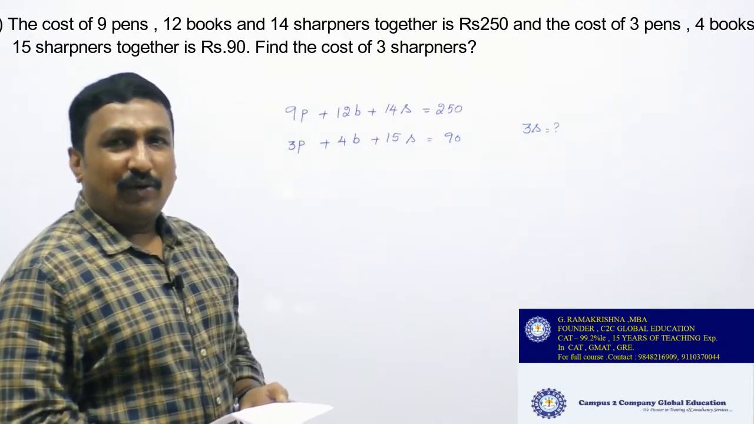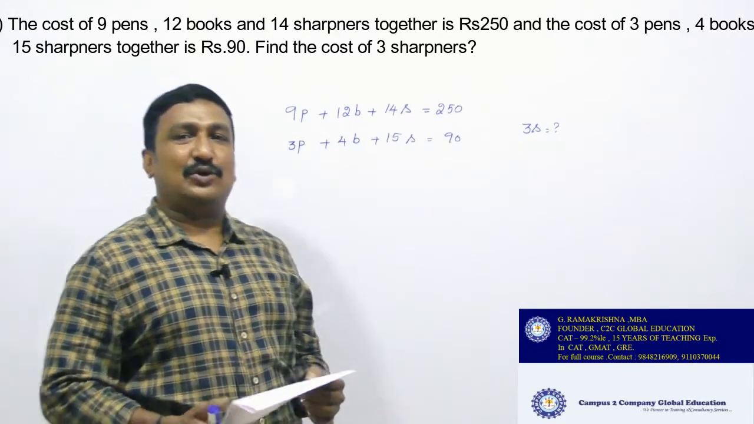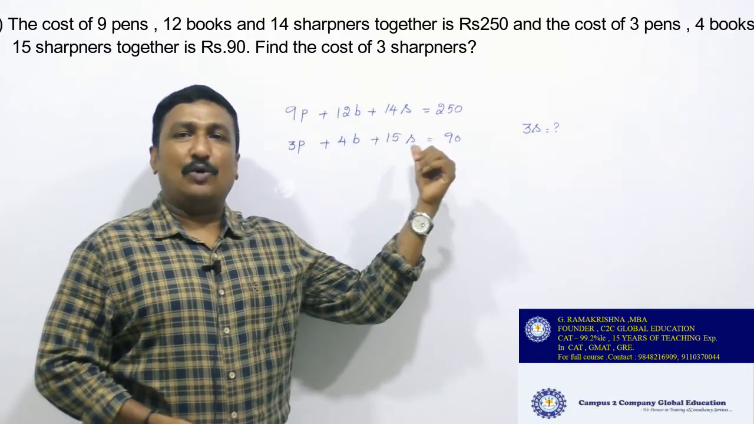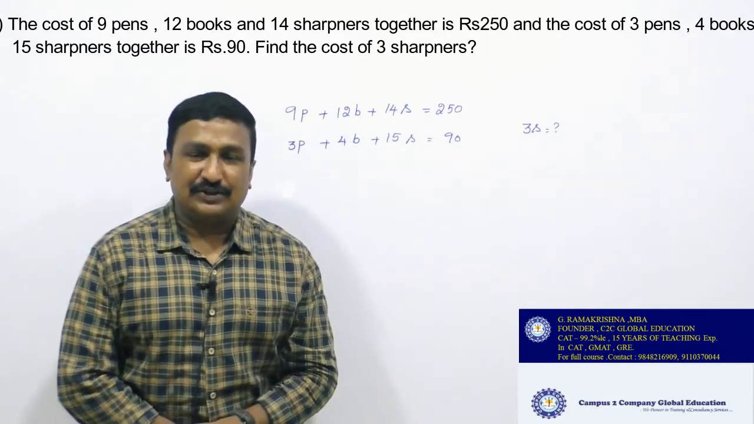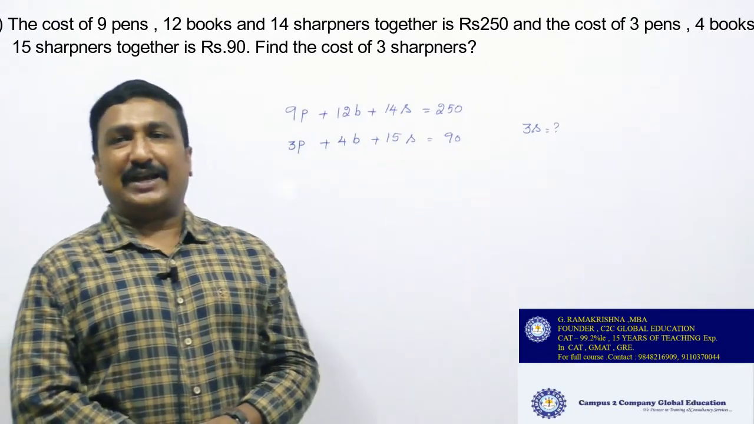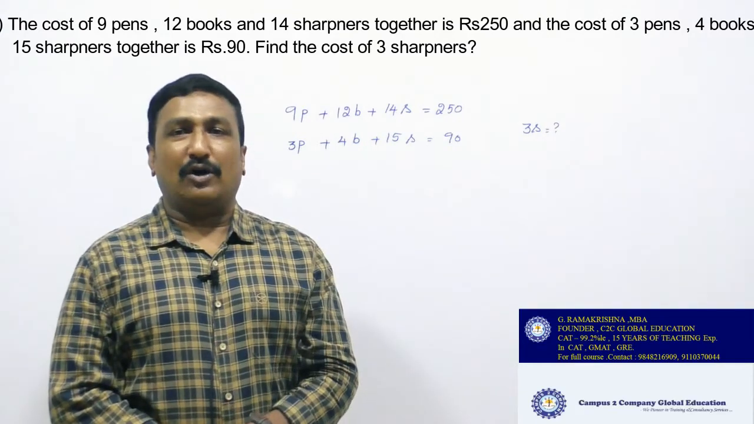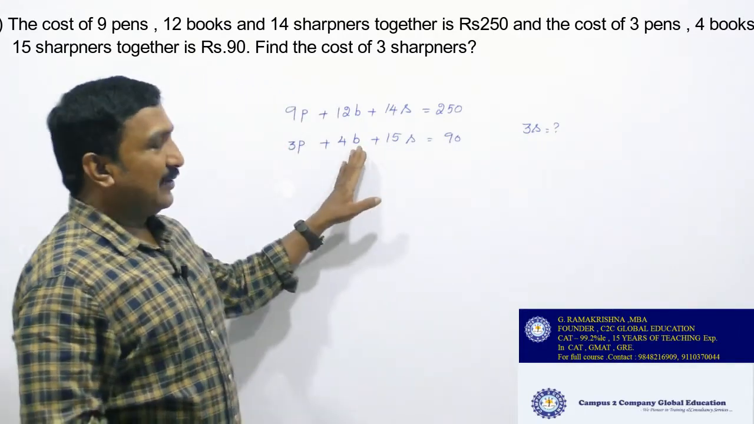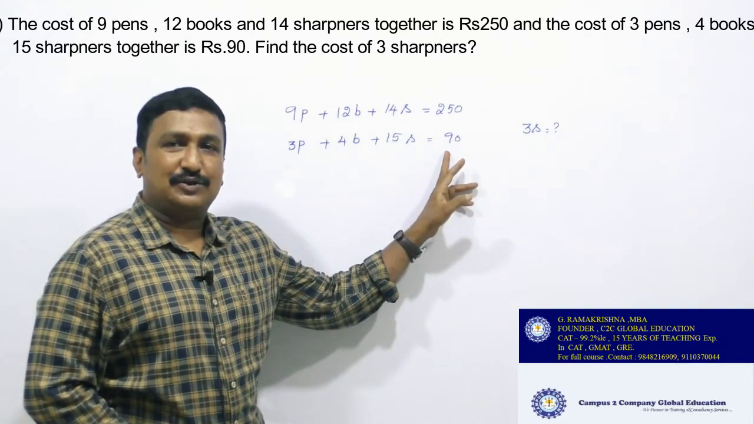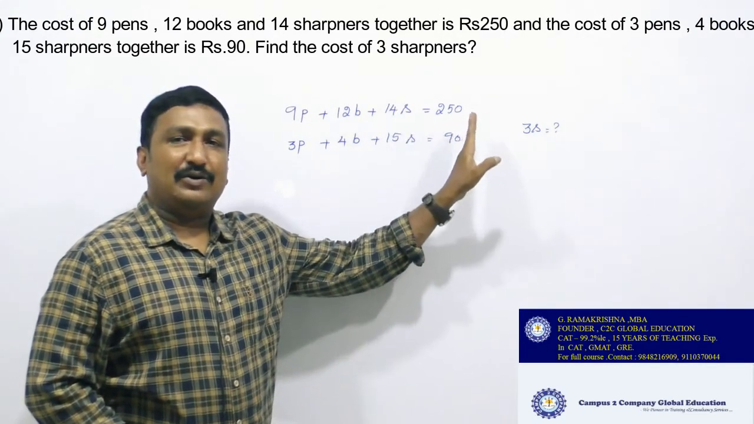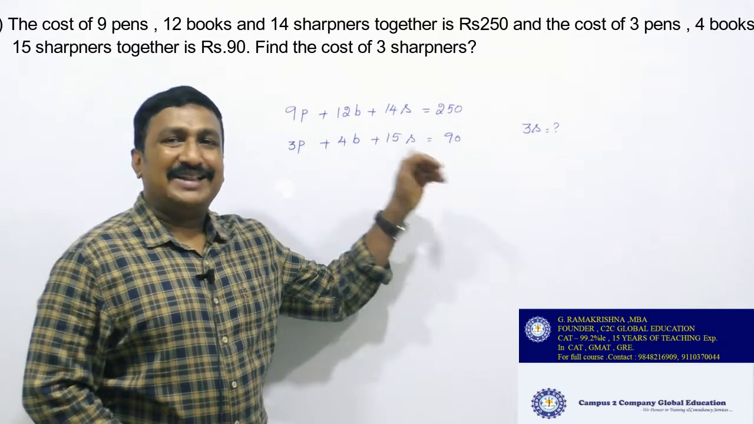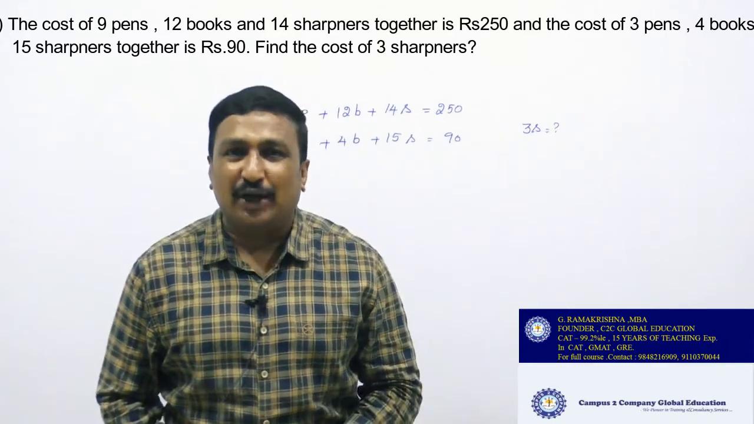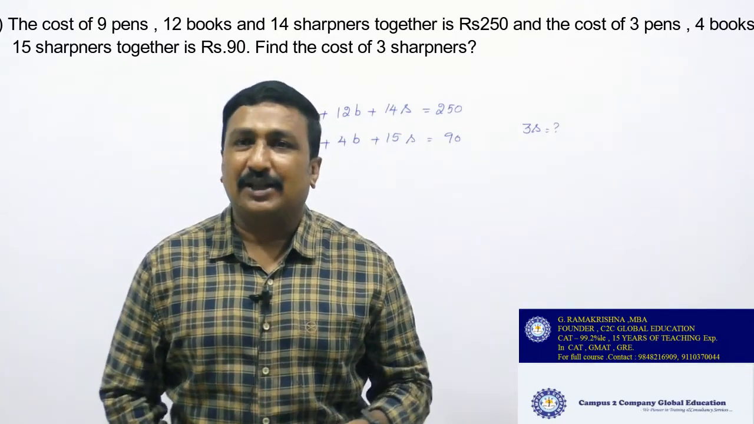Okay, friends. So here 60% of students, what will they think? How many variables are there? 3 variables. How many equations are there? 2 equations. So with 3 variables and 2 equations, we cannot solve it, so they will go for the wrong options. But if you observe very clearly, here 3 variables are there and we have to find the cost of the sharpener. So whenever you want to find the third variable, look at the ratio of the other 2 variables. If the ratio of the other 2 variables is equal, then we can find the third variable.